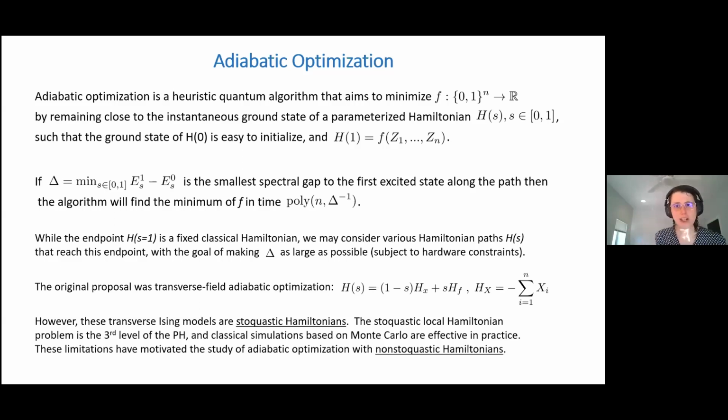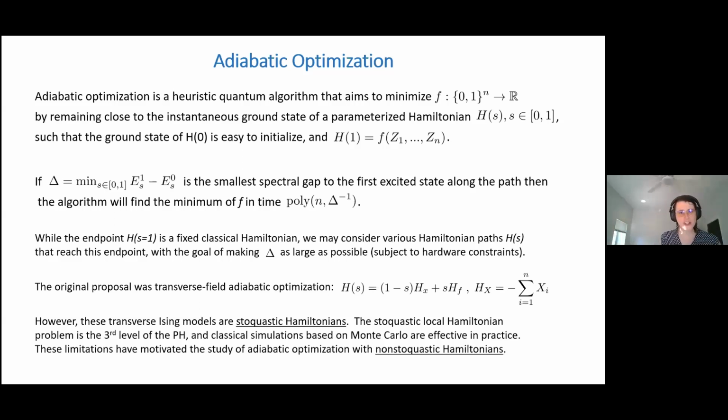Now, so far I've talked about this in general as this parameterized family of Hamiltonians. And so far we've only fixed the final endpoint as the function we want to optimize, and the initial endpoint should be something simple whose ground state we can prepare. But other than that, we can consider various Hamiltonian paths with the goal of making this intermediate spectral gap as large as possible, maybe also subject to hardware constraints on some device.